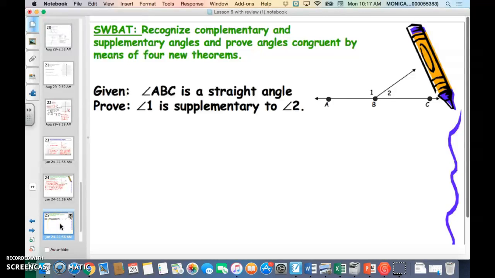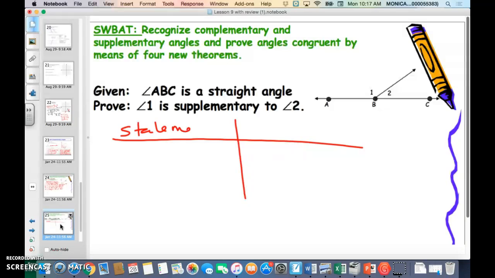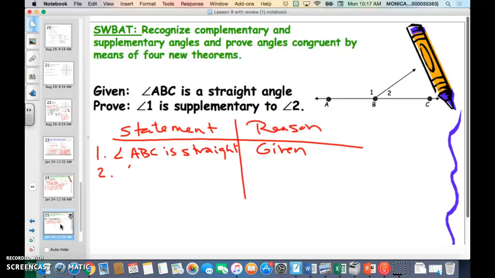Now, let's say you wanted to do it for a straight angle, so you could do the same thing. You would put your statements on the side, and your reason on this side. So it's going to be the same thing, except instead of 90, it's going to be 180. So ABC is straight. This is given. So now for statement 2, I can say ABC is 180, and this is definition of straight angle.